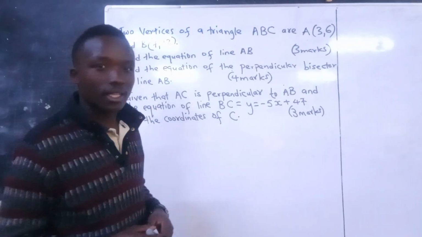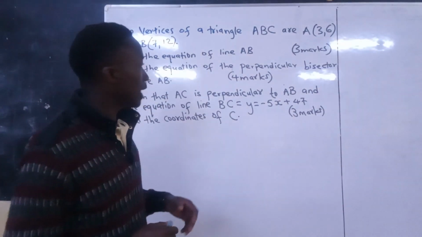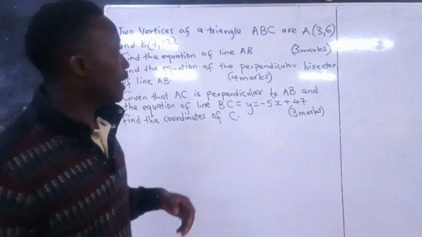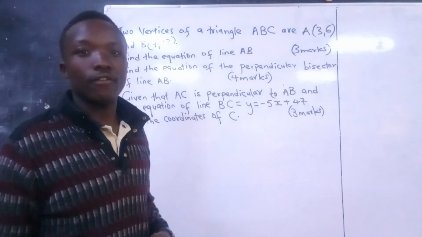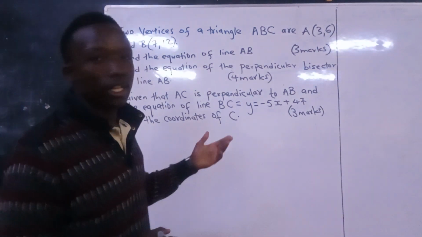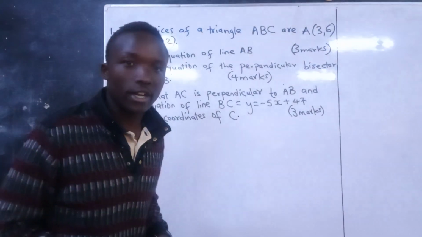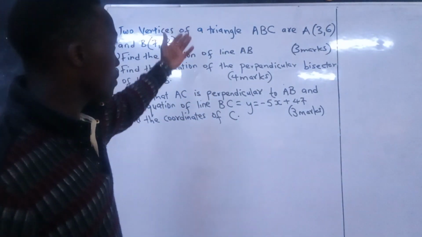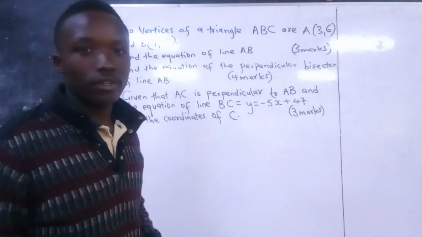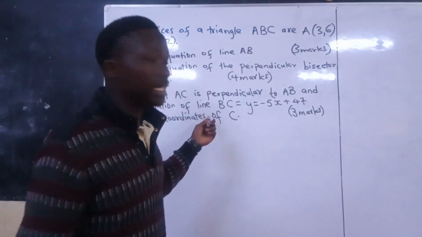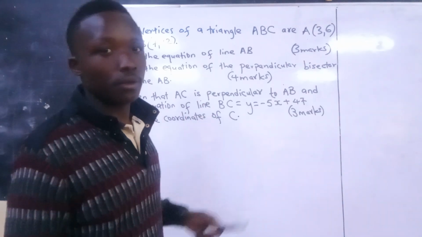Hello viewers, this time we are going to discuss the equation of a straight line. This is a unit in Form 2 where we learn about the slope of lines and how we determine the equation of lines. So I want us to go through this question based on the equation of straight lines. This question was done in the year 2018 in the national examination.